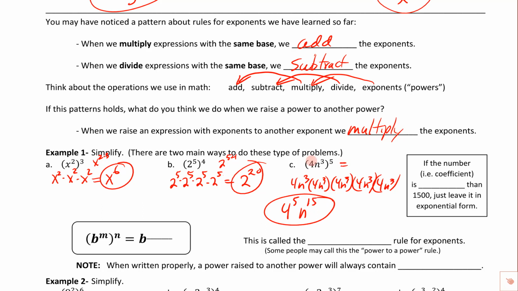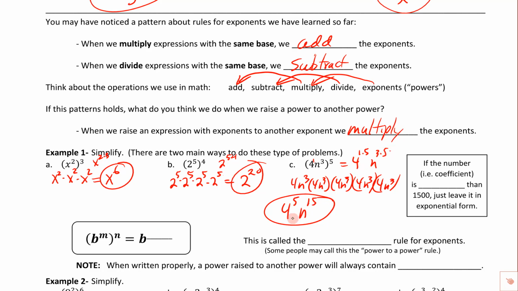We could also do it this way. Think of that to the 1. So this would be 4 to the 1 times 5, and then, whoops, n to the 3 times 5. Way quicker to do it this way. This is the power rule. So take a look right here. 1 times 5 is 5. 3 times 5 is 15. There's our answer right there.